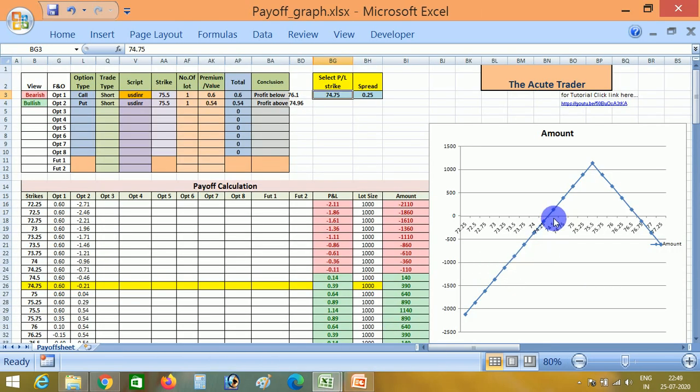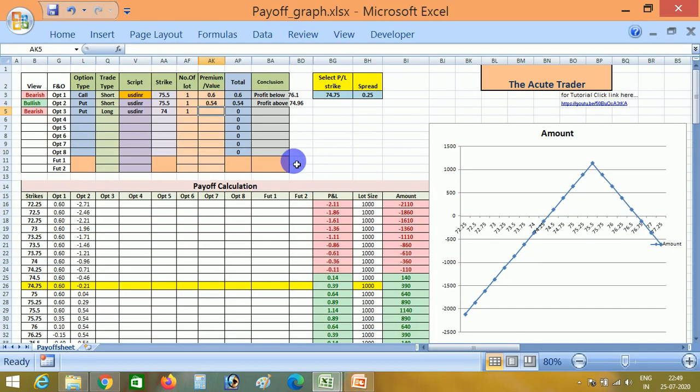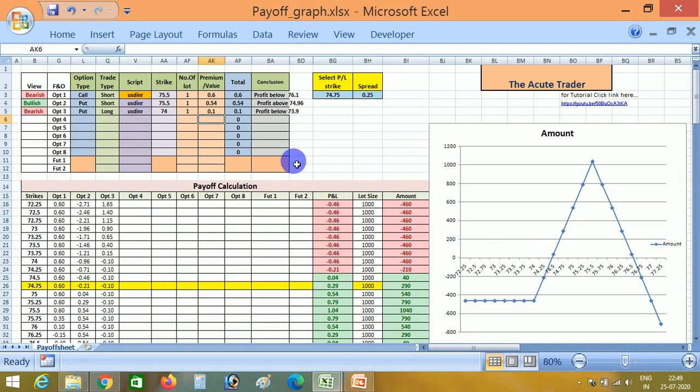One thing is, if USD INR is trading on the lower side, we are going to lose very sharply. So what will we do first? We will go long the 74 put, which is trading at 10 paisa. I am showing you the adjustments here. So we have gone long the 74 put at 10 paisa, and we have limited our loss to 46 paisa after the 74 value.